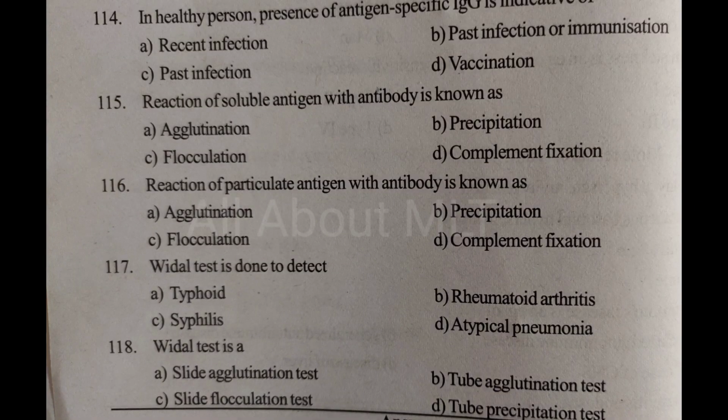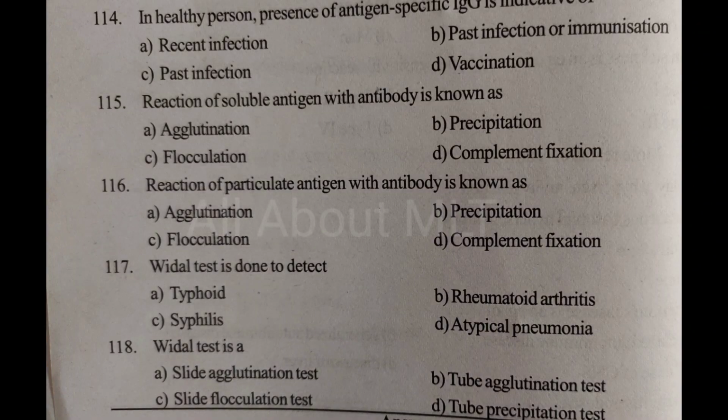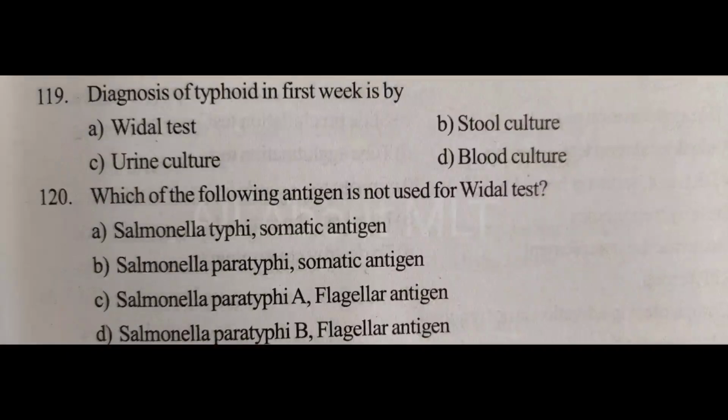Vidal test is done to detect: option A, Typhoid; option B, Rheumatoid arthritis; option C, Syphilis; option D, Atypical pneumonia. Answer is option A, Typhoid. Vidal test is a: option A, Slide agglutination test; option B, Tube agglutination test; option C, Slide flocculation test; option D, Tube precipitation test. Answer is option B, tube agglutination test.